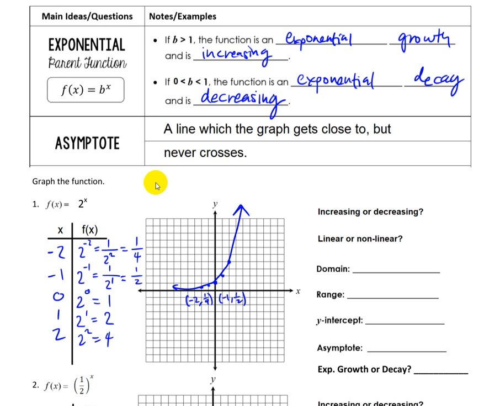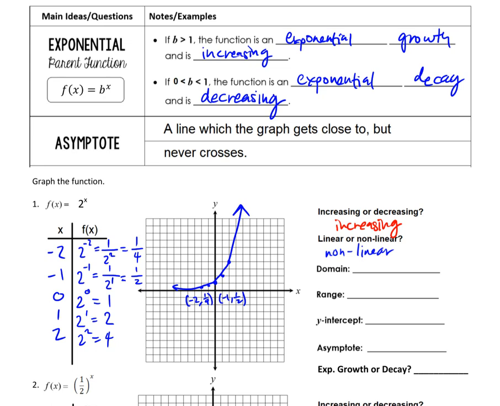Okay, so if we look at this here, this kind of goes back to what I was telling you about increasing or decreasing slope. As you can see here, this function is increasing. The slope is generally becoming more and more positive. Okay, so this would represent an example where the function is increasing. Okay, linear or non-linear? Well, remember, linear has to be a line, right? So this is obviously non-linear.